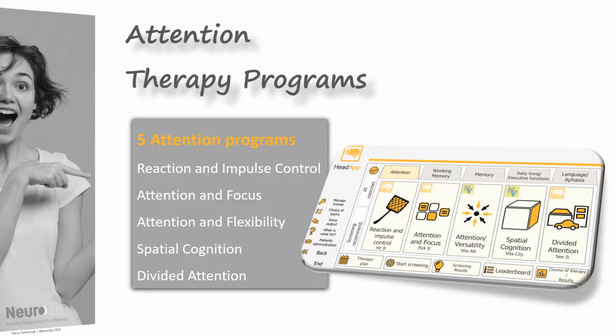HeadApp has 5 attention programs on board. A good working attention level is the foundation for all continuing cognitive therapy. A patient may not be able to stay focused on a single task, avoiding distractions, can't move from one task to another very easily, can't do more than one thing at once, and can't process things very quickly. The attention programs address reaction and impulse control, attention and focus, flexibility, spatial attention, and divided attention.